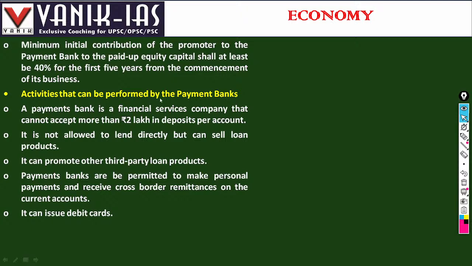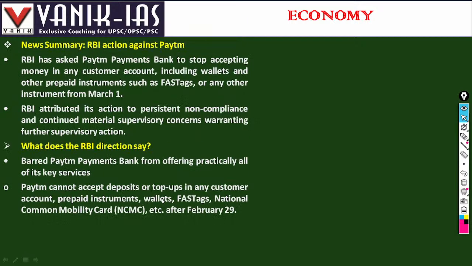Activities that can be performed by the payments bank. The payments bank is a financial service company that cannot accept more than 2 lakh in deposit per account. It is not allowed to lend directly but can sell loan products. It cannot lend directly. It cannot issue credit cards. It can promote other third-party loan products. Payments banks are permitted to make personal payments and receive cross-border remittances on a current account basis. It can issue debit cards but not credit cards.